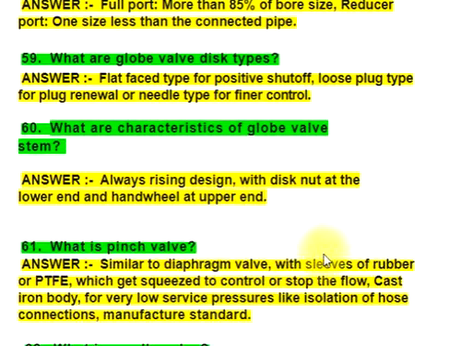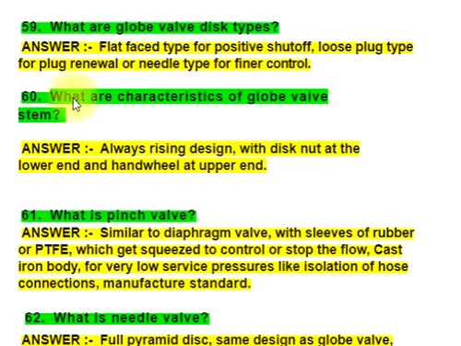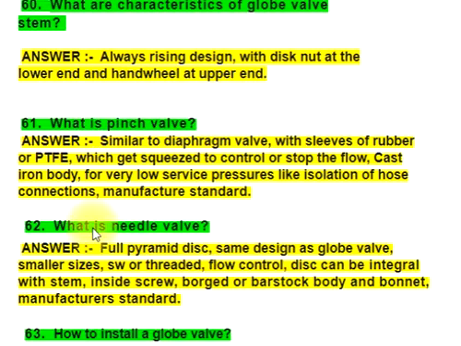60. What are characteristics of globe valve stem? Answer: always rising design, with disc nut at the lower end and handwheel at upper end. 61. What is pinch valve? Answer: similar to diaphragm valve with sleeves of rubber or PTFE, which get squeezed to control or stop the flow, cast iron body, for very low service pressures like isolation of hose connections, manufacturer's standard.